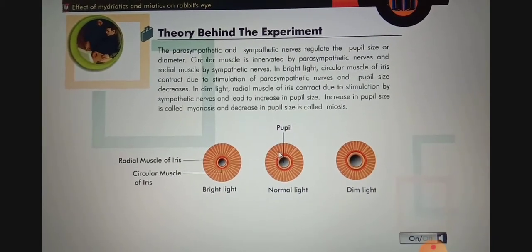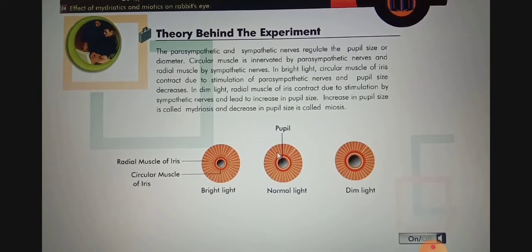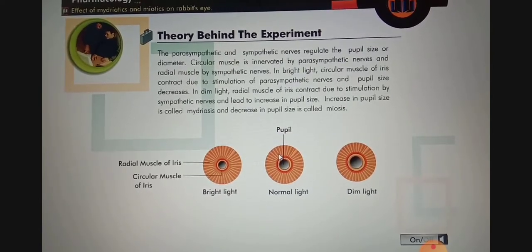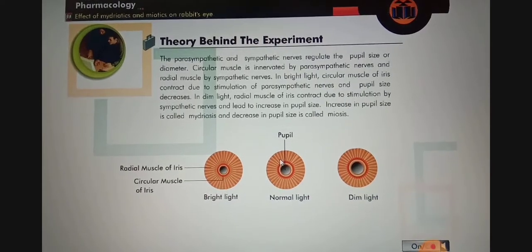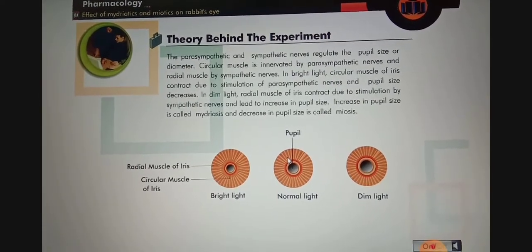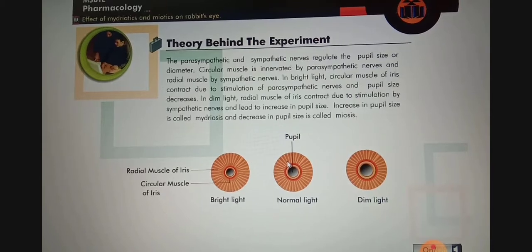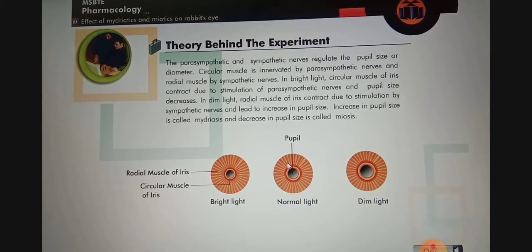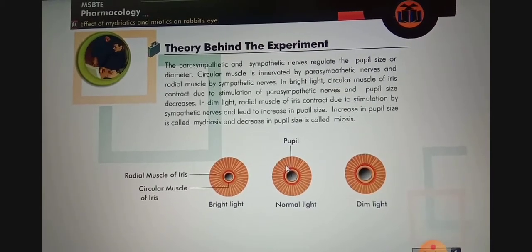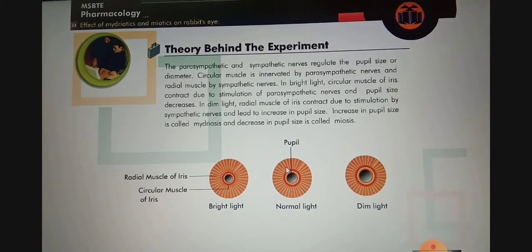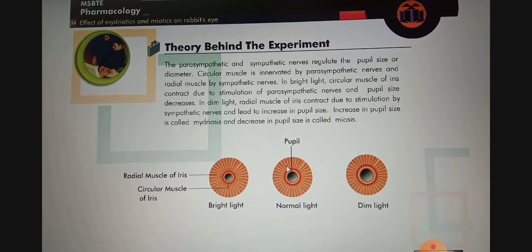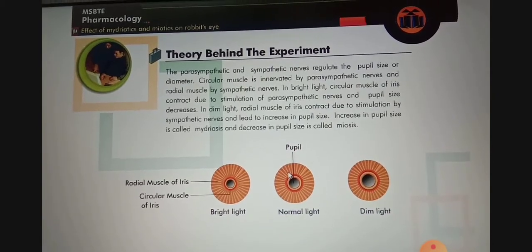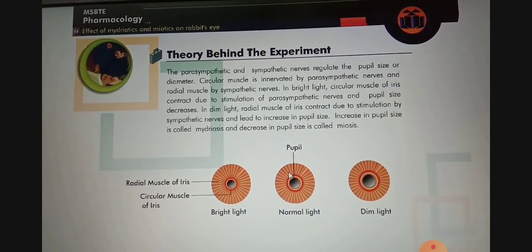In bright light, these circular muscles of the iris get contracted due to the stimulation of the parasympathetic nervous system. Okay, म्हणजे जेव्हा आपण खूप जास्त प्रकाशामध्ये जातो तेव्हा पिपल्स मध्ये जे सर्क्युलर मसल्स आहेत त्यांचं कॉन्ट्रॅक्शन होतं. ओके, आणि त्याच्यामुळे पिपल साईज डिक्रीज होते आणि त्याच्यामुळे आपल्याला विजन जे आहे ते प्रॉपरली दिसतं. So pupil size decreases due to the stimulation of the parasympathetic nervous system.